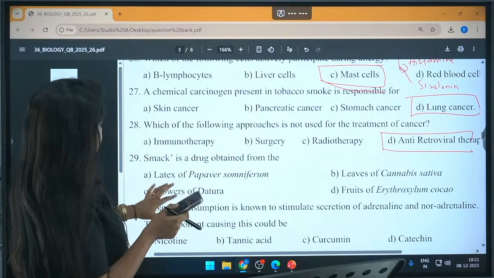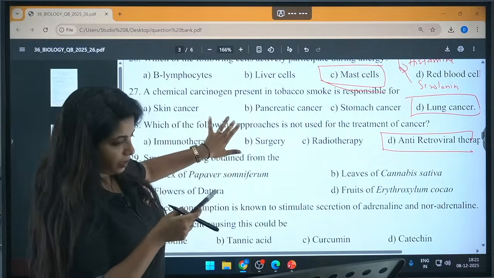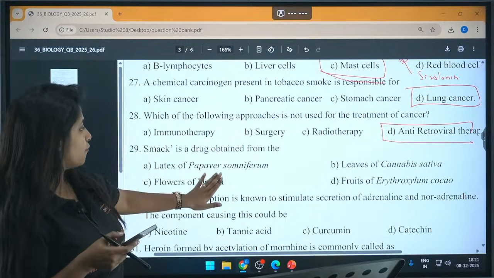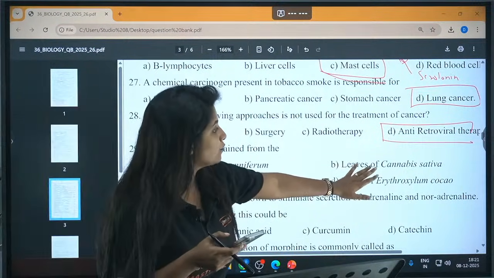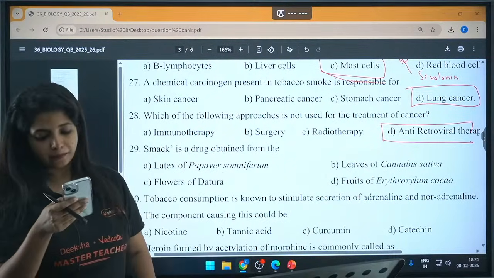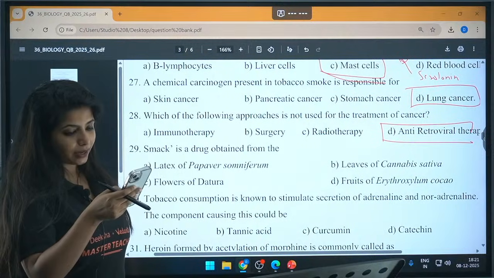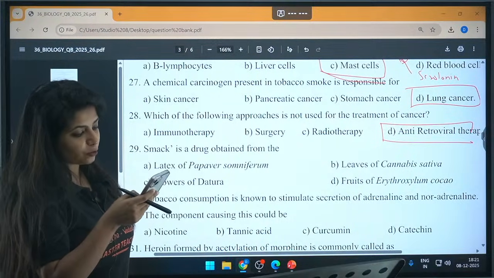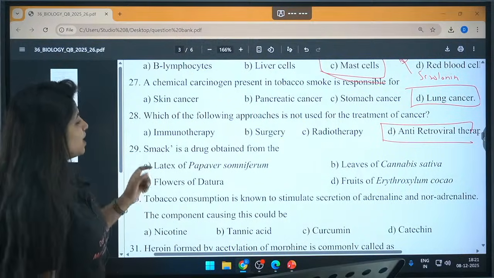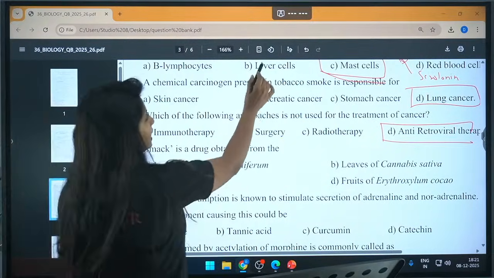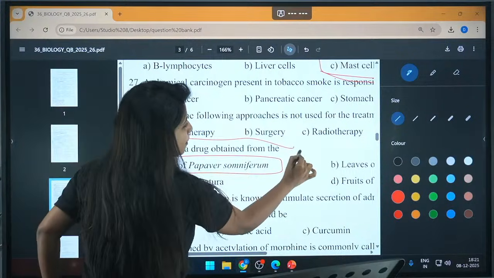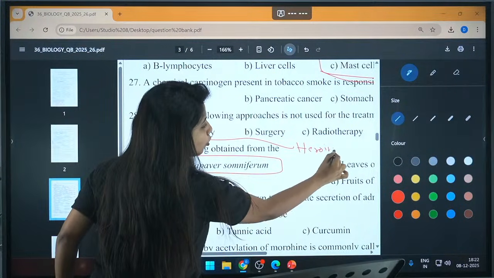Okay, so 29th question, let's try to solve it. 29th question, SMAC is a drug obtained from latex of Papaver somniferum, leaves of Cannabis sativa, flowers of Datura, and fruits of Erythroxylum coca. Nagaraj says 29th A is the answer. Mansi also A, Rukmini also A. Okay, I see consistency and I see correct answer. SMAC is obtained from the latex of Papaver somniferum. What is SMAC? SMAC is the other name for heroin.